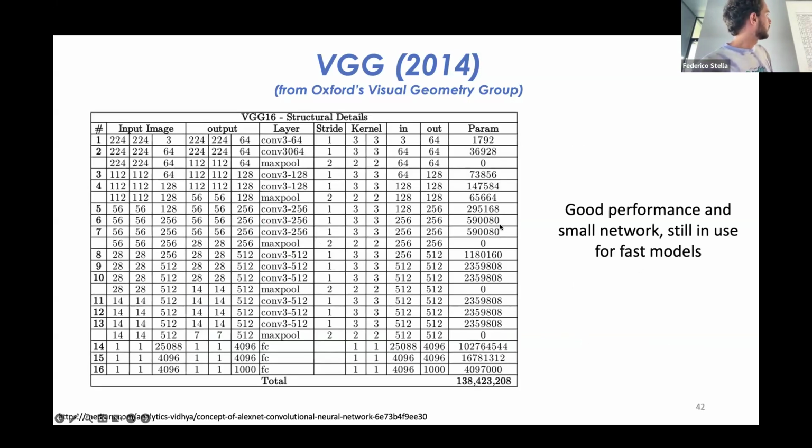So here's a detailed architecture. As you can see, it's more parameters. This is VGG 16, so 16 layers. As I said, there's also VGG 19 with 19 layers. And all of the kernels, as you can see here, are 3x3. Max pool is 2x2, but the kernels are 3x3.